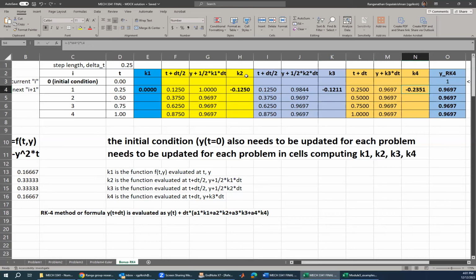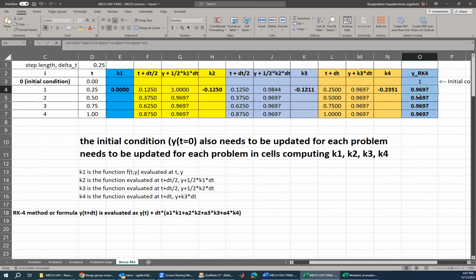What is the difference between k2, k3 and k4? k2 is evaluated at t plus delta t over 2. k3 is evaluated at t plus delta t over 2. k4 is evaluated at t plus delta t, and the corresponding y value is y plus k3 times delta t. So if you have all these, you go here. This is like saying y at the next step. This is basically the formula. Cell O4 is basically this statement, implemented in cell O4.